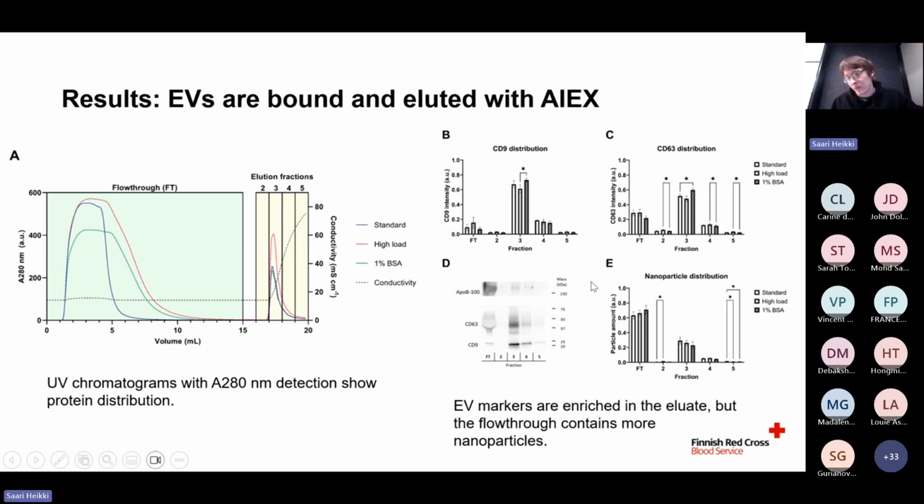However, then we analyzed with NTA how many nanoparticles are found in each fraction, and we find that actually the flow-through fraction contains a lot more nanoparticles than fraction 3. And with NTA, you cannot separate whether the particle is a vesicle or a lipoprotein or something else. So this would suggest that some other particles are separate from the EVs.